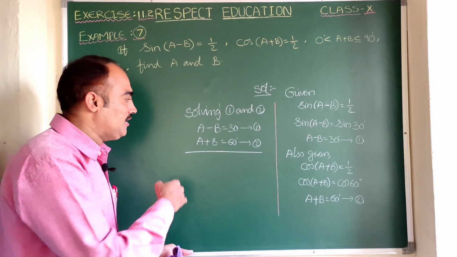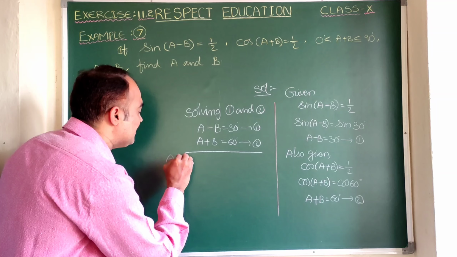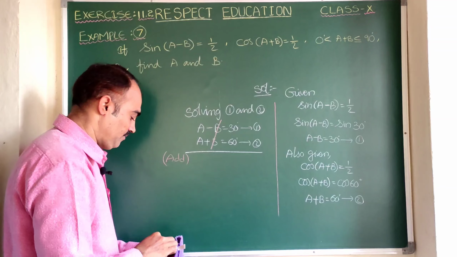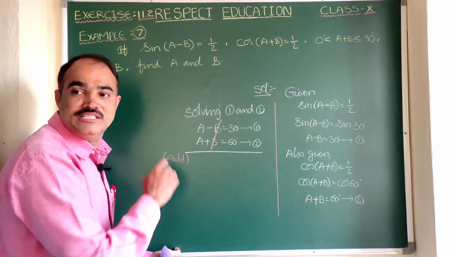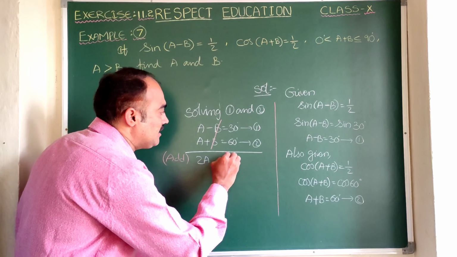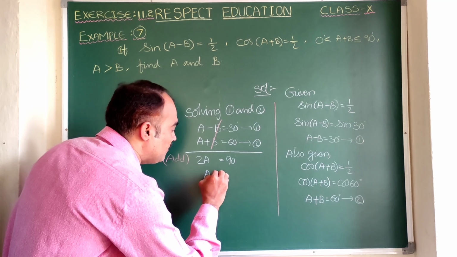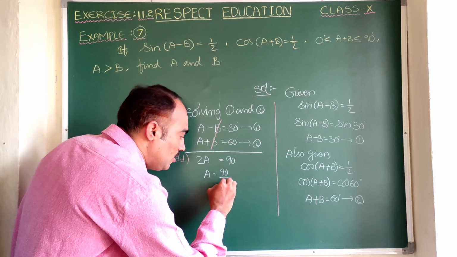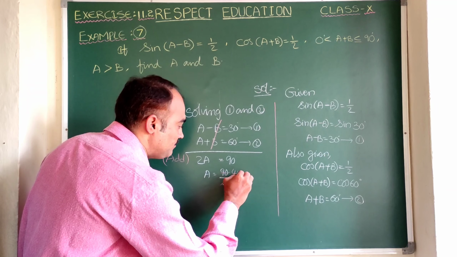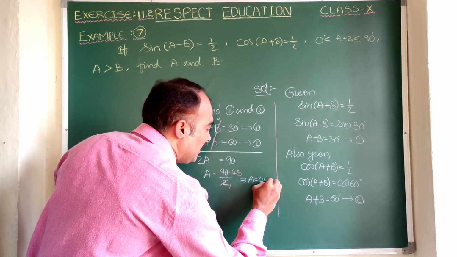Is it clear to you? Either you can add or subtract. You can follow whichever is easy. Here adding is easy. So let us add. On adding, negative b and positive b get cancelled. While adding, symbols are not to be changed. Now here a plus a is equal to 2a is equal to 30 plus 60 is equal to 90 degrees. Now a is equal to 90 by 2. On cancellation you will get 45 degrees. So finally we got a is equal to 45 degrees.